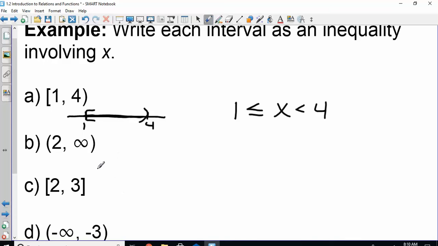Okay, B, 2 to infinity. So that sideways 8 is an infinity, just means it keeps going forever. Infinity, you can't equal infinity, so it will always have a parenthesis on it. So what inequality would describe this? Everything bigger than 2. So I would write x is greater than 2. It doesn't get an equal to because we had a parenthesis.